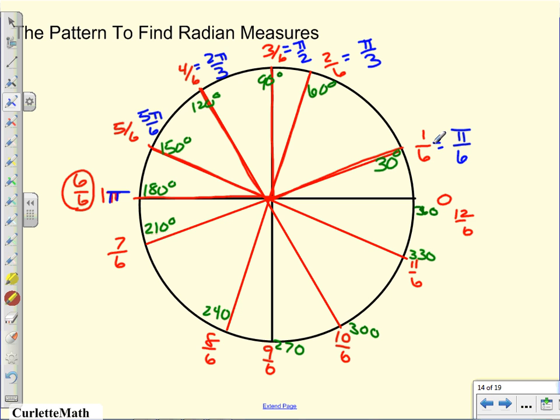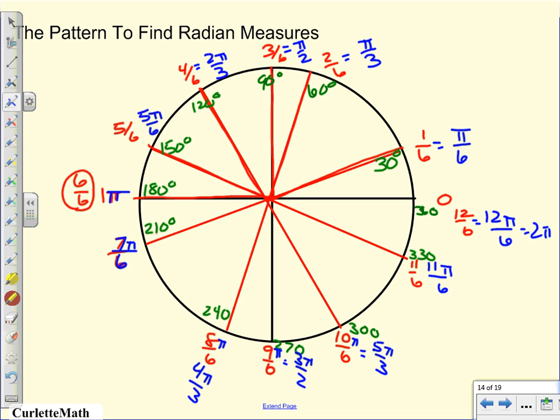Again, we cannot leave these as just 7 over 6, so we need to add a pi with it, so it becomes 7 pi over 6. Now, if we wrote 8 pi over 6, we can write that better as 4 pi over 3. 9 pi over 6 writes better as 3 pi over 2. 10 pi over 6 should be written as 5 pi over 3. 11 pi over 6. And 12 pi over 6 equals 2 pi.